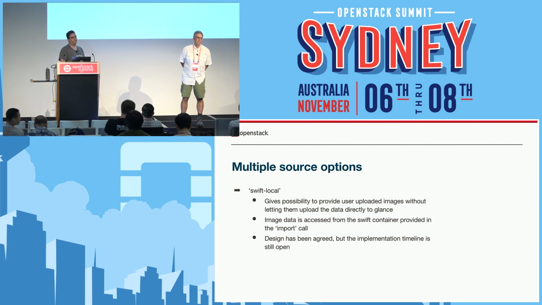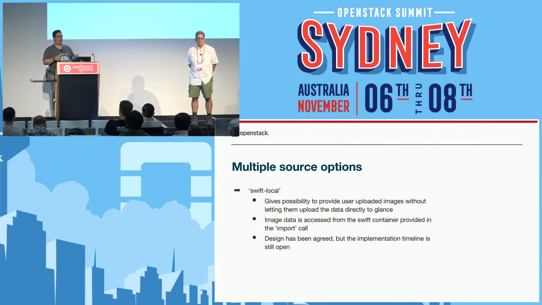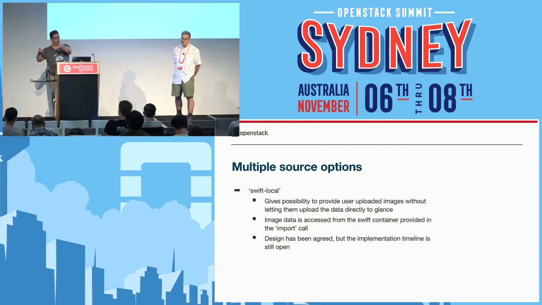This is actually not a new question. When you're importing from Swift, you put your stuff in Swift and you import. Do you need to leave the object? Does it create a reference in Glance? No, Glance will take the image down, do whatever needs to be done, and push it to the backend that has been configured. So we don't leave it. It's just to make it a little bit easier for the user. The user might have that data already in Swift, so they don't need to download it and re-upload it to Glance.